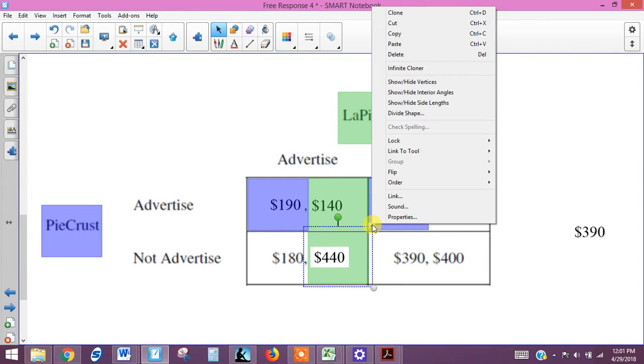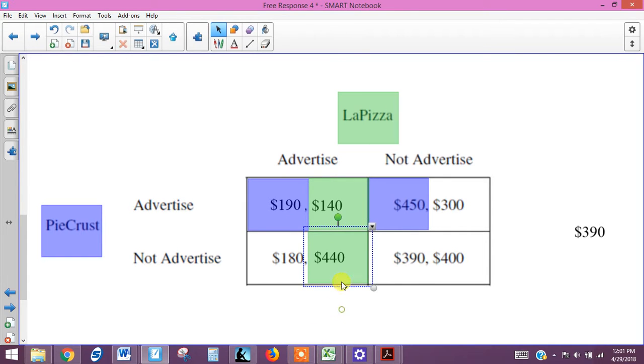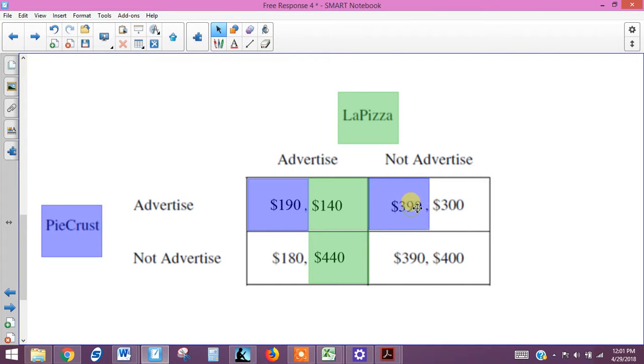Just trying to make this prettier. Let's see. Order, bring to the front. Okay, there we go. That's going to go there, and then the last one up here that's going to change is 450 minus 60 is 390. I'm going to do the same thing again. Order, bring to the front. There we go. So this should look nice like that, right? Okay. So that's what your redrawn matrix should look like.